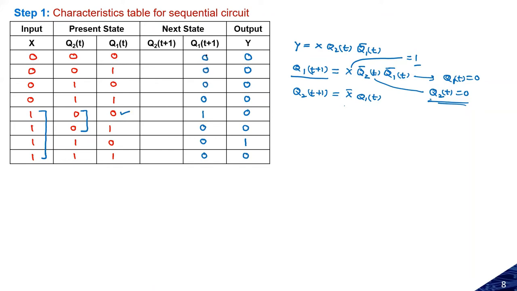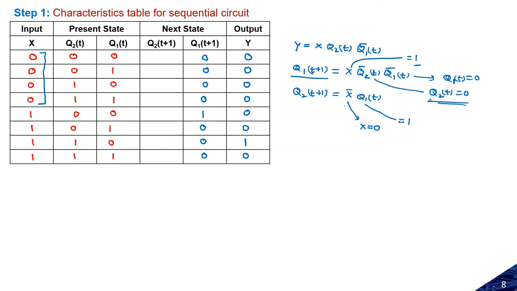Okay. So this is how you can fill this table. Now let us try to check the Q2T plus 1. For this, X should be 0. And this one should be 1. So for the third one, like Q2T plus 1, X should be 0. So these are the four cases where I'm getting X equal to 0.